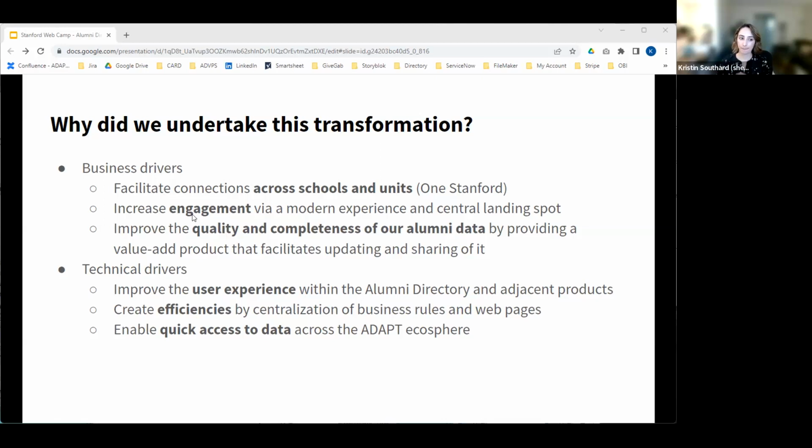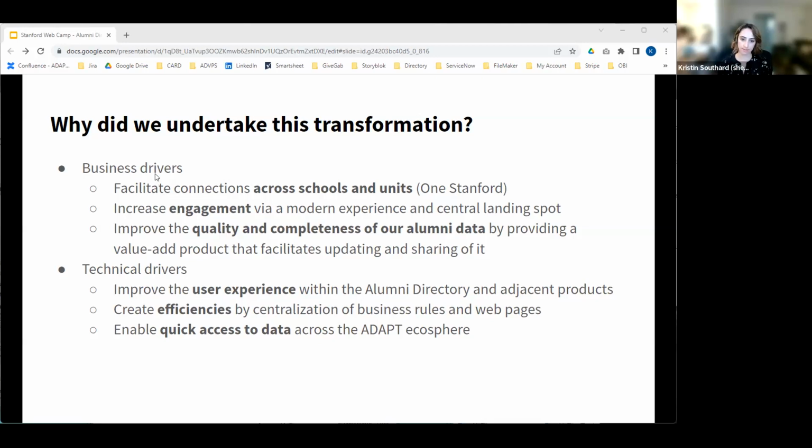So to go back to why we undertook this transformation, there are many business objectives within those drivers. We wanted to facilitate connections across the university as well as within our alumni community. We wanted to make sure that we are using the best practices that we see in different schools, and that everybody is hopefully following them. We also wanted to increase engagement with a more modern experience, a better user experience, and to have one central landing spot for everyone to come to.